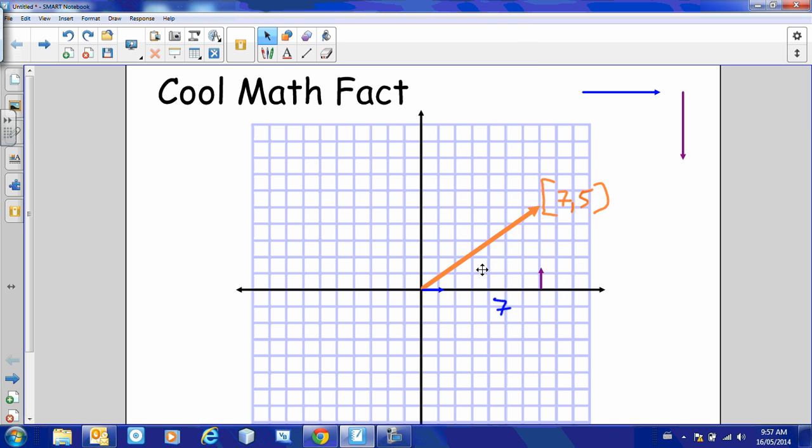So essentially what we're doing is we're writing this vector in terms of these. I need 7 of those, or 7 times this one, plus 5 times this one, to form the vector that I want. Same sort of thing happens with any other vector hitting any other point.